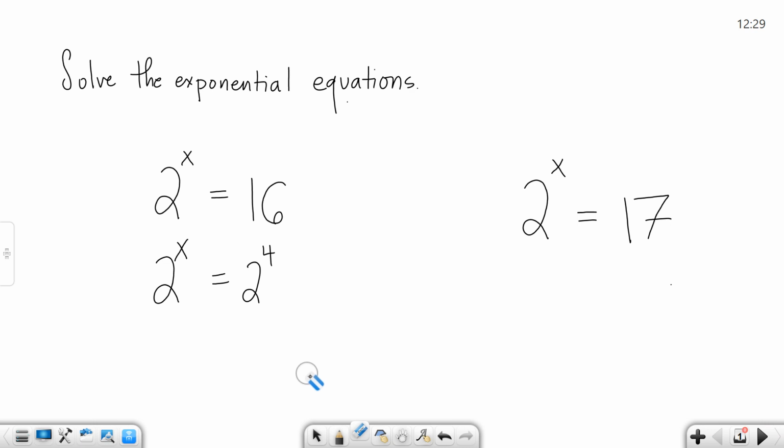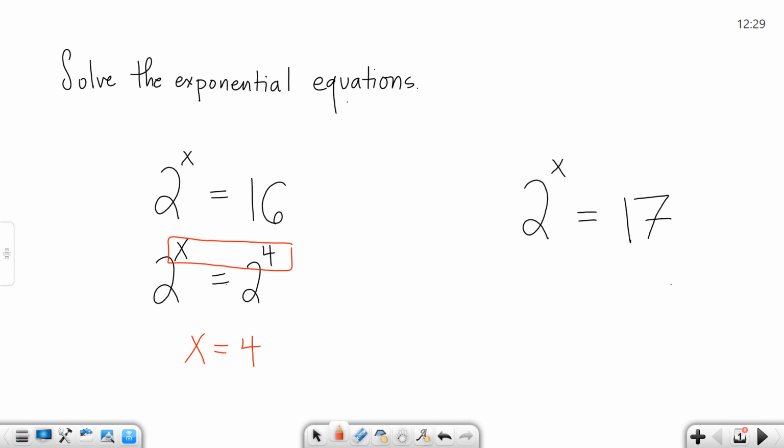So the way that I would solve this equation for x is I would write these in terms of the same base. And since I have 2 to the x on the left and 2 to the 4 on the right, that means that x has to equal 4. And so we've solved that exponential equation.